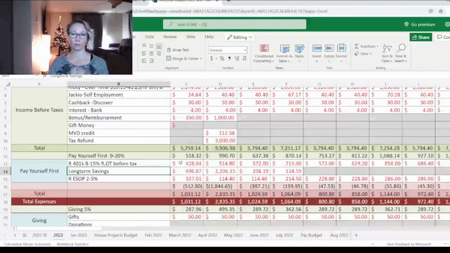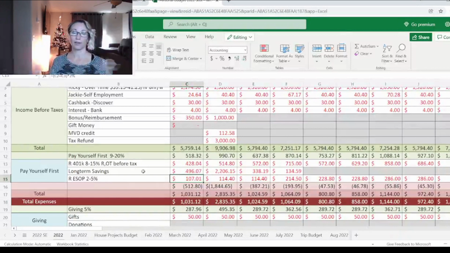So as of January, 8% is into the 401k, and then we have 2% into the ESOP. That's basically his work's stock. Now technically these are all within his 401k. However, on his pay stubs they have them separate, so I wanted to put them separate on the budget template.